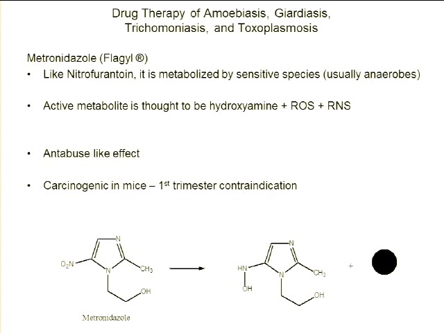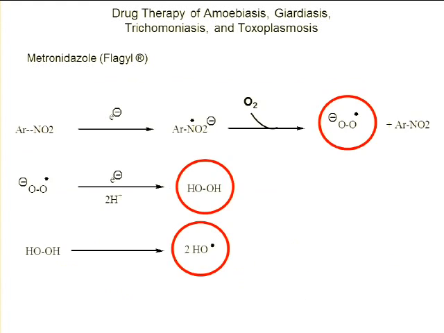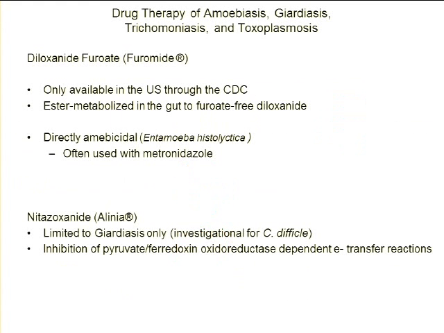Okay. It is carcinogenic in mice, so it's contraindicated in the first trimester of pregnancy. So those are all the considerations. Okay. For these organisms, by and large, this is going to be the drug that's used. Okay. There are some other drugs that I'm going to talk about here, but they're not going to be used to the same degree, not even close. But to be prudent, we have to discuss these drugs as well.